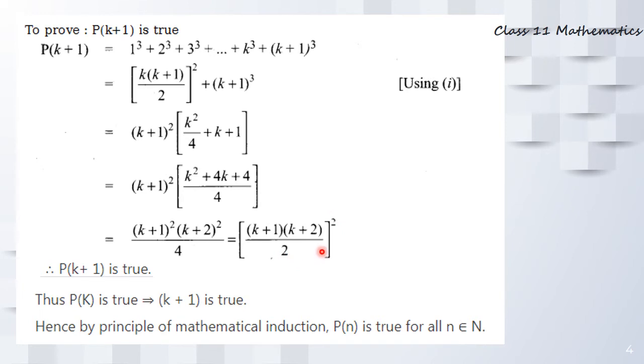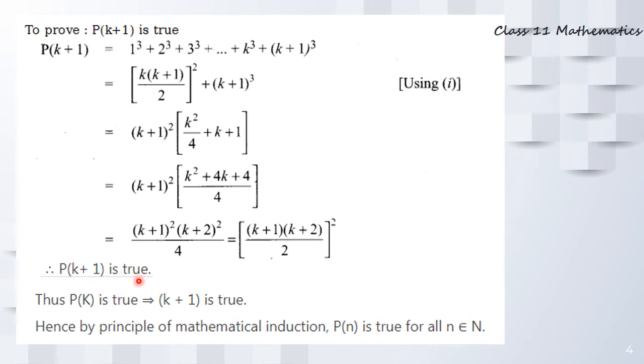Now I will compare this to the right side of the given statement. The given statement is n into n plus 1 by 2, but now n value is k plus 1. Therefore this is n, which is k plus 1, and this is k plus 1 plus 1, that is n plus 1 by 2, the whole square. Therefore n value k plus 1 is correct. So P of k plus 1 is true.